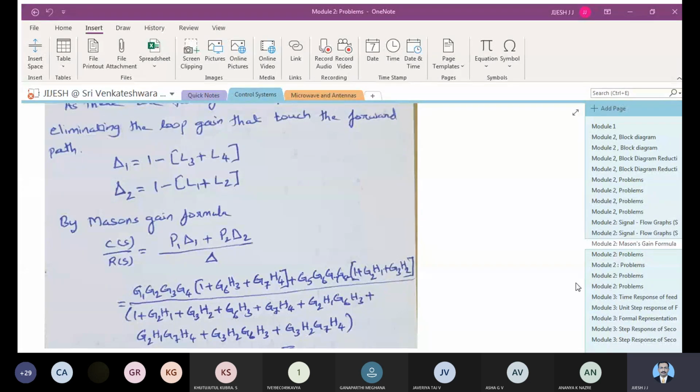Even in assignment questions, you can see that we have discussed more problems. So here we can understand that the forward path is being taken, and only one forward path is possible. You have three loops available here. Then we find the non-touching loops. You know that non-touching loops means the node should not be common for both the loops. That is what you have to understand. If the nodes are not common for both the loops, then those two loops will become non-touching loops.